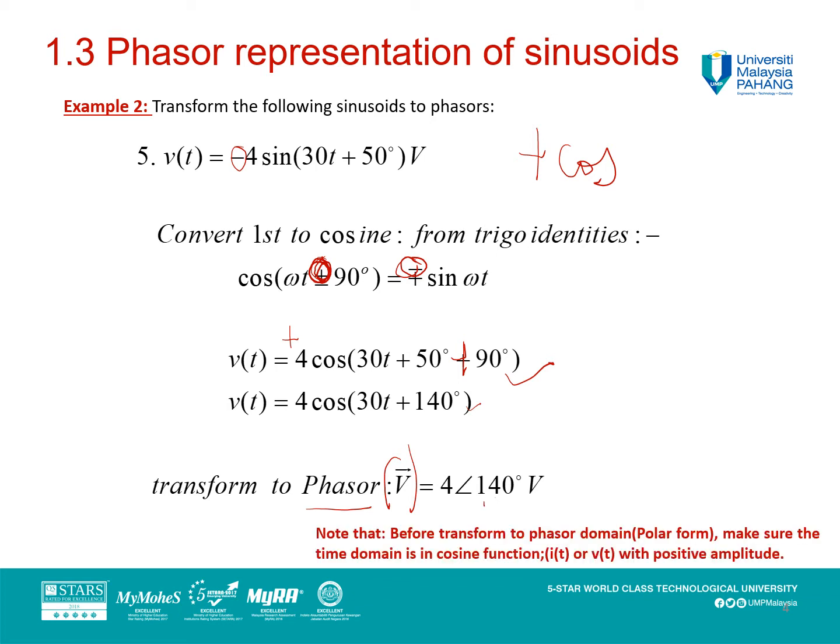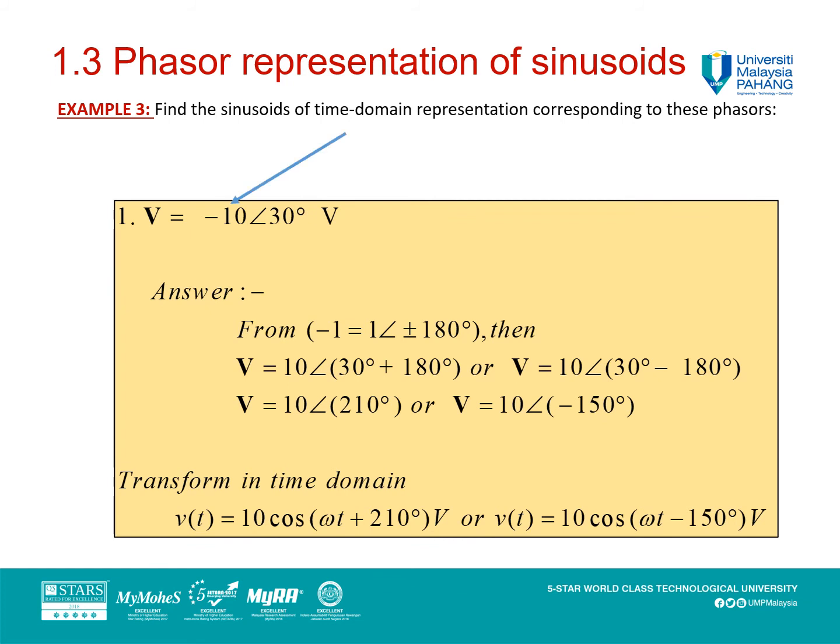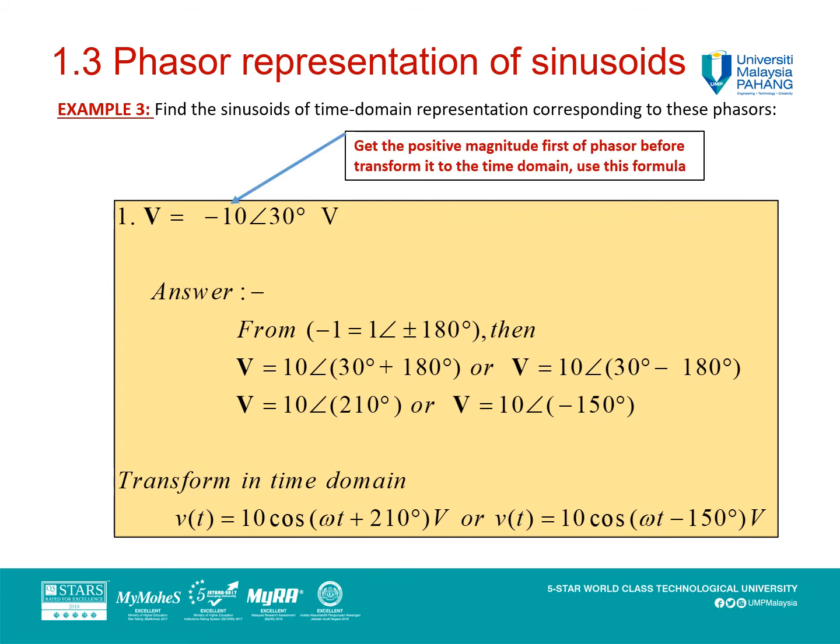Note that before transforming to phasor domain, in polar form, make sure the time domain is in cosine function, either i(t) or v(t), with positive amplitude. Now, for the example here, I have the equation of -10, the angle is 30 degrees. Also, when you have a polar form like this, -10, the angle is 30 degrees.